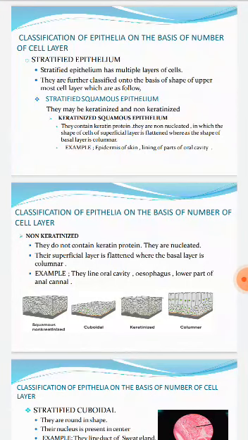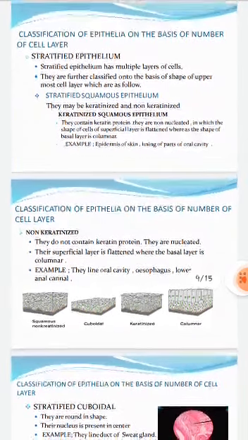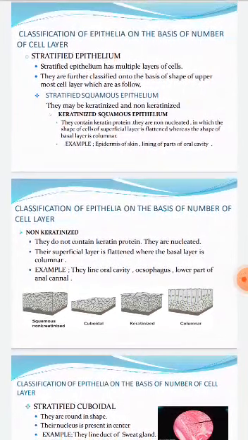First of all, I will discuss the classification of epithelia on the basis of number of cell layers. First of all, I will discuss a stratified epithelium. Now, what is a stratified epithelium? A stratified epithelium has multiple layers of cells. They are further classified on the basis of shape of the uppermost layer.